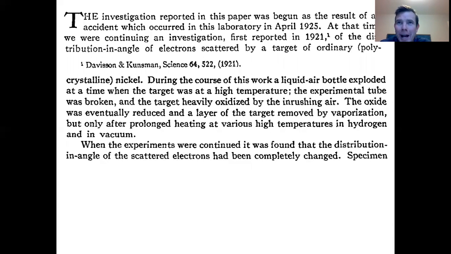This was a total accident. You may or may not be calibrated, but if you're working in high temperature vacuum systems with hydrogen gas and something goes boom, that's bad. If you did that in our laboratory, you might get yourself kicked out. But this resulted in a revolution.